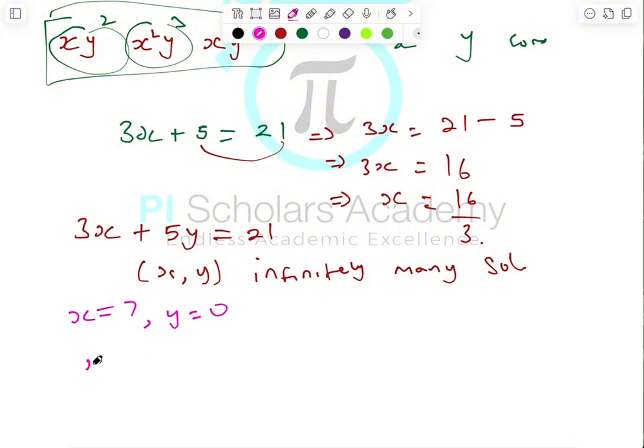Another one is, let's say for instance, x could be... what should I make x? X could be 2 and y is going to be 3. So in that case, you have 3 times 2 is 6, 5 times 3 is 15, and 15 plus 6 is 21. I want you to even provide as many combinations of x and y as possible. So in that case, you have infinitely many solutions.